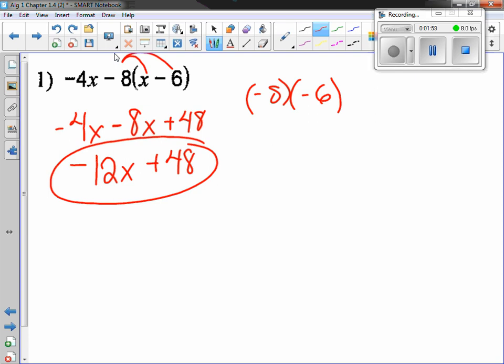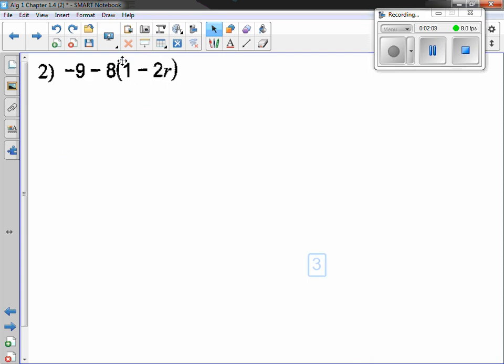Any questions on this here? Any questions on anything we did here? Let's look at this one here. So this one here is going to be very similar to the one we just did. But instead of having 1 minus 6, we have 1 minus 2r. But again, we're going to do the same thing.